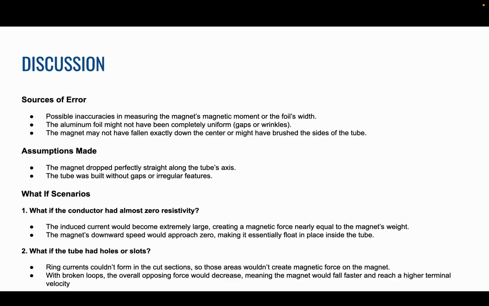And then, what if the tube had holes or slots? Ring currents couldn't form in the cut section, so those areas wouldn't create magnetic force on the magnet. With broken loops, the overall opposing force would decrease, meaning the magnet would fall faster.